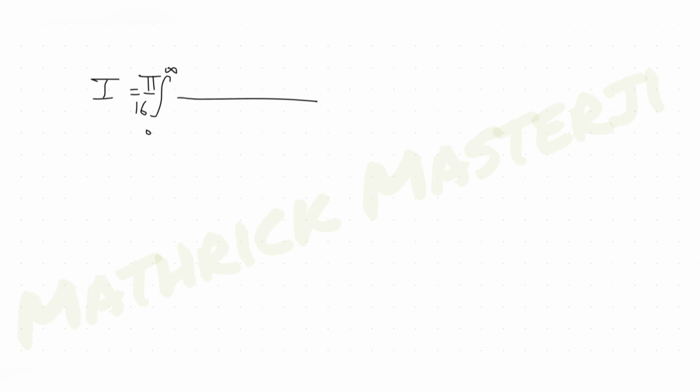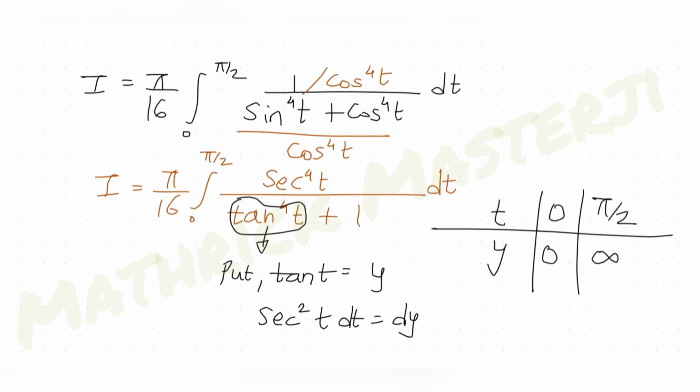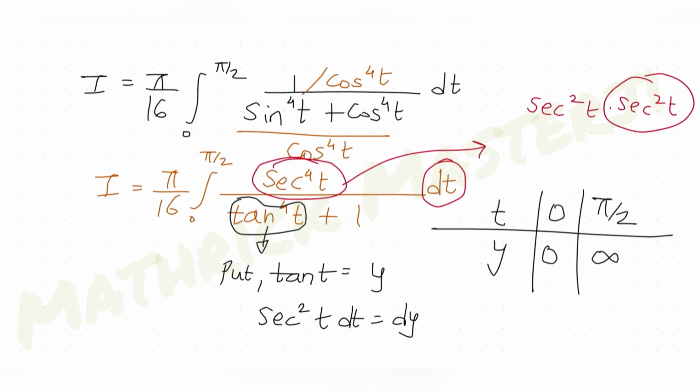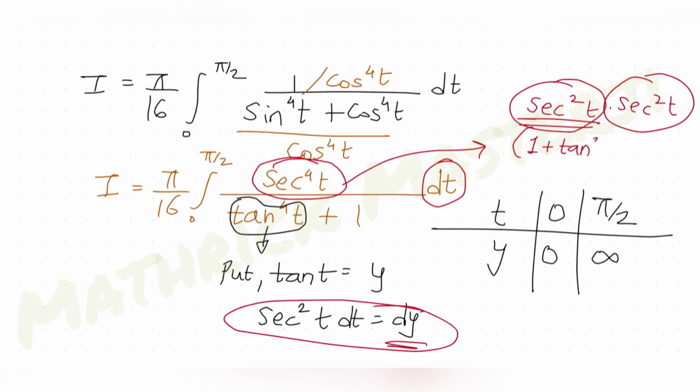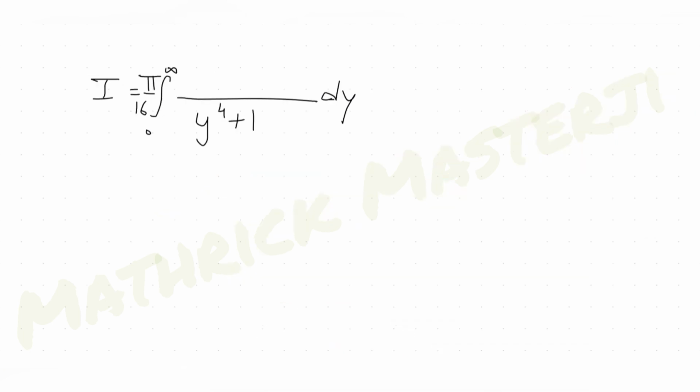Let's see what it becomes. What you get is, tan t you have put as y, so it becomes y raised to 4 plus 1 dy. And your numerator, if you see, was sec raised to 4t. So you got sec square t dt equals dy. So I can write sec raised to 4t further as sec square t into sec square t. Now, sec square t with dt basically becomes dy, so we have written dy. And the one sec square t which is left, I can write in the numerator as 1 plus tan square t, and we know tan t we have put as y. So it basically becomes 1 plus y square. So your numerator becomes 1 plus y square, and the denominator we already know is y raised to 4 plus 1.